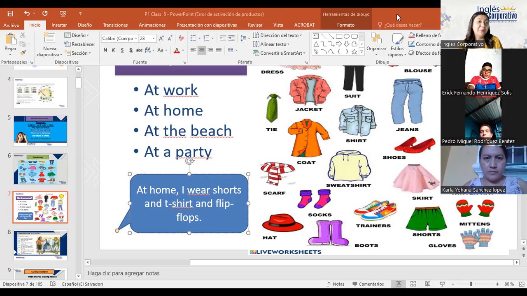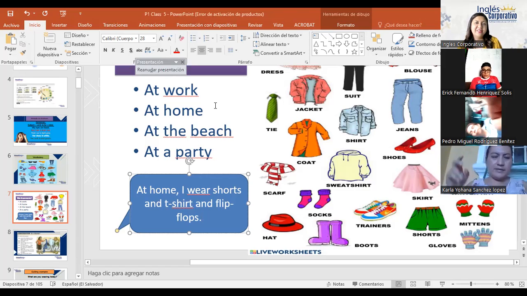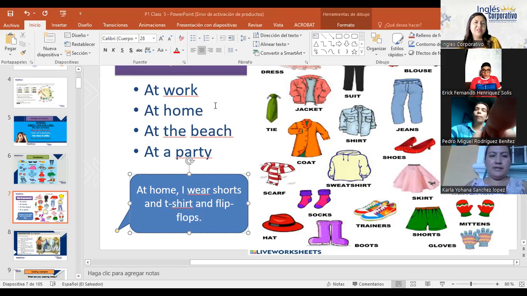At a party, I wear a gala dress. Oh, yeah. At the wedding, I wear suit, casual shoes, tie and belt. A tie and belt. Good. Very good. You are speaking English already. Okay. Very nice. Another example. At a party, I wear pants and shirt, jeans and shirt.